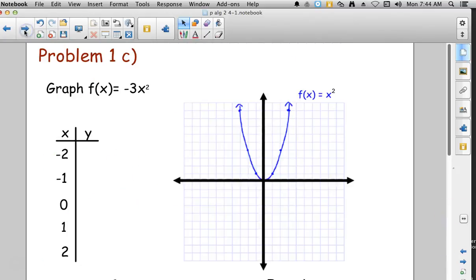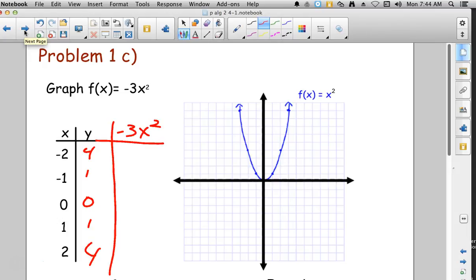So, this one says problem 1c. We're going to graph negative 3x squared. In your mind, you already know what it's going to look like? Yeah, you think back to the numbers that we just had, and you tell yourself, wait a minute, I'm just going to throw a negative in front of that. So instead of negative 2, positive 12, it'll be negative 2, negative 12, well, since we just did this. But again, for a little while, you may need to make a little table.